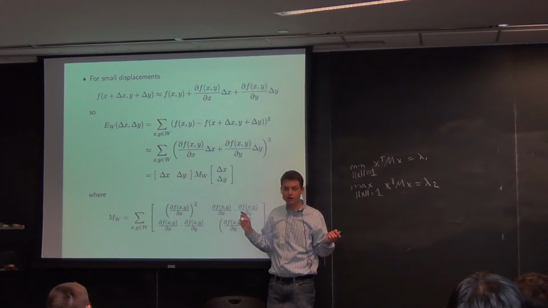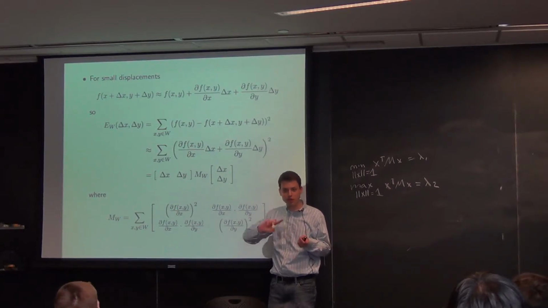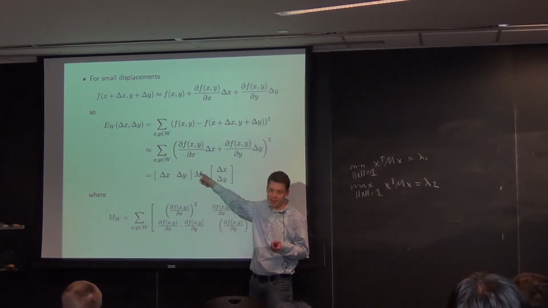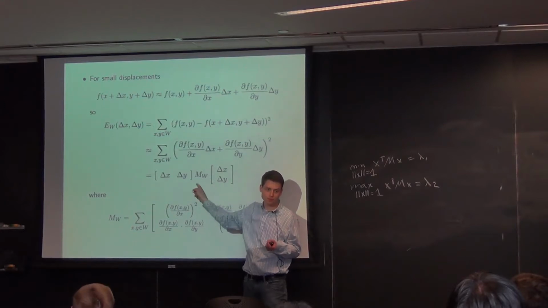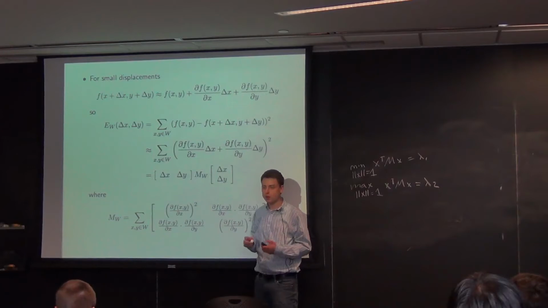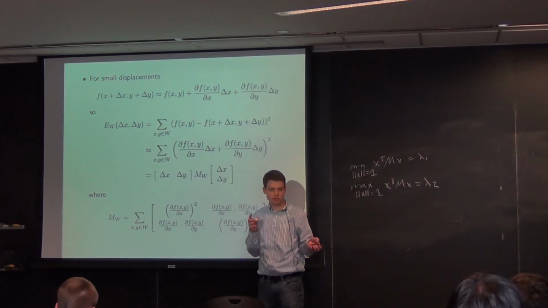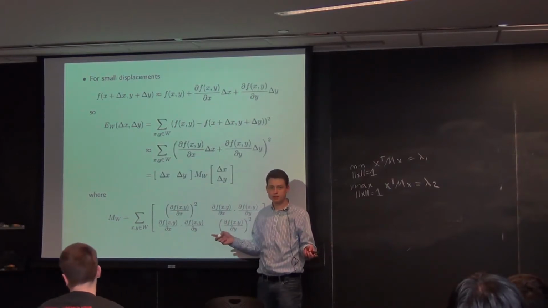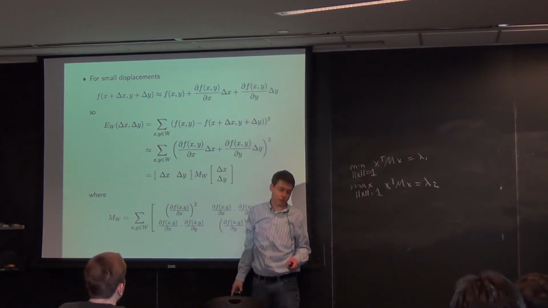But if they're both large, then you know that no matter what direction you pick for delta x, delta y, this whole thing has to be large. Again, where large is relative, of course, to the size of these inputs, but we're talking about relatively small displacements anyway, because we're using a first order expansion at the very beginning.